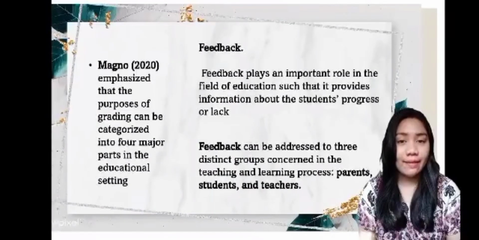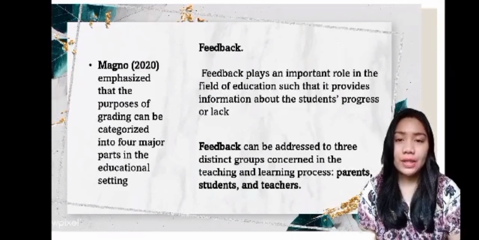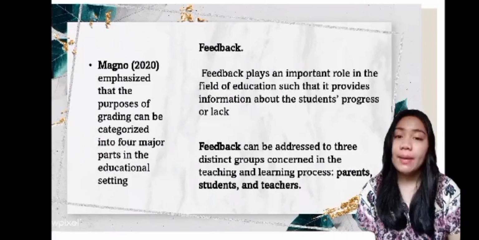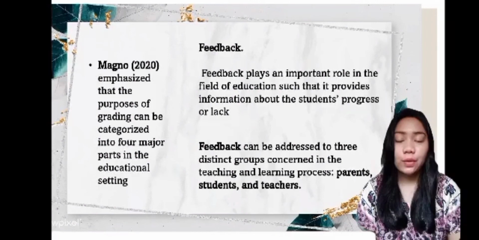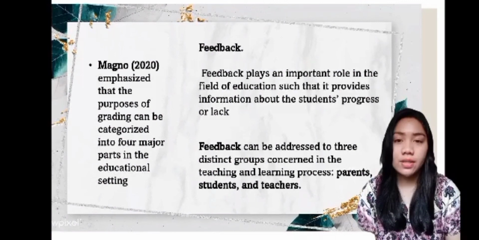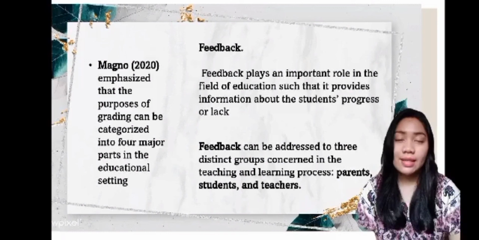Magno 2020 emphasized that the purposes of grading can be categorized into 4 major parts in the educational setting. The first one is feedback. Feedback plays an important role in the field of education such that it provides information about the student's progress or lack thereof. Feedback can be addressed to 3 distinct groups concerned in the teaching and learning processes: parents, students, and teachers.